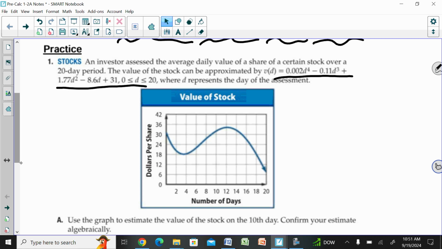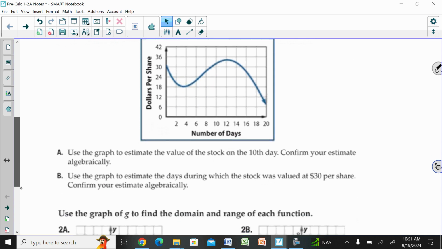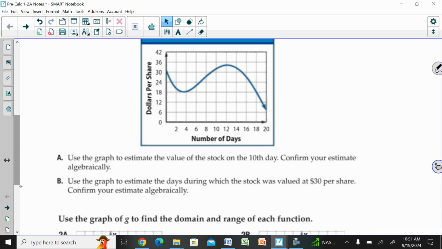So using this graph, what do we see? The first one says use the graph to estimate the value of the stock on the 10th day, and then confirm our estimate by using algebra. If we look at the 10th day here, this point right there, I'd say that's at about 32. Just kind of guessing.